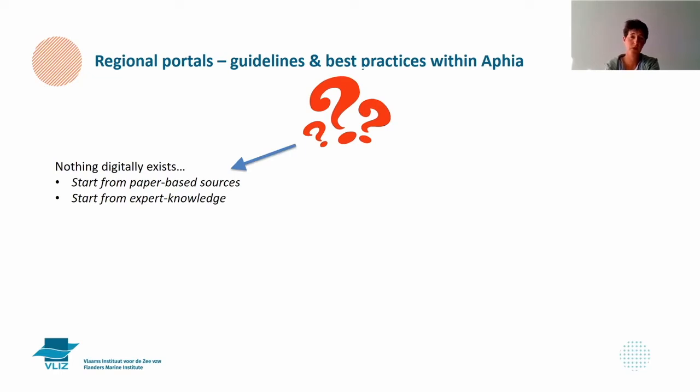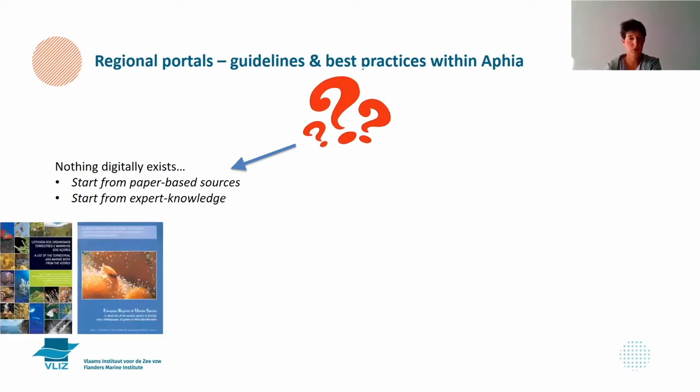And then there's two things. The first thing can be, okay, I would like to create a regional portal, but nothing digitally exists. So you actually have to start from a paper-based source, or you have to start from expert knowledge to build your list. Two examples of that: starting from a paper-based source and expert knowledge is, for example, the European Register of Marine Species. And we also have a register for the islands of the Azores. Both of them started from a paper-based source.